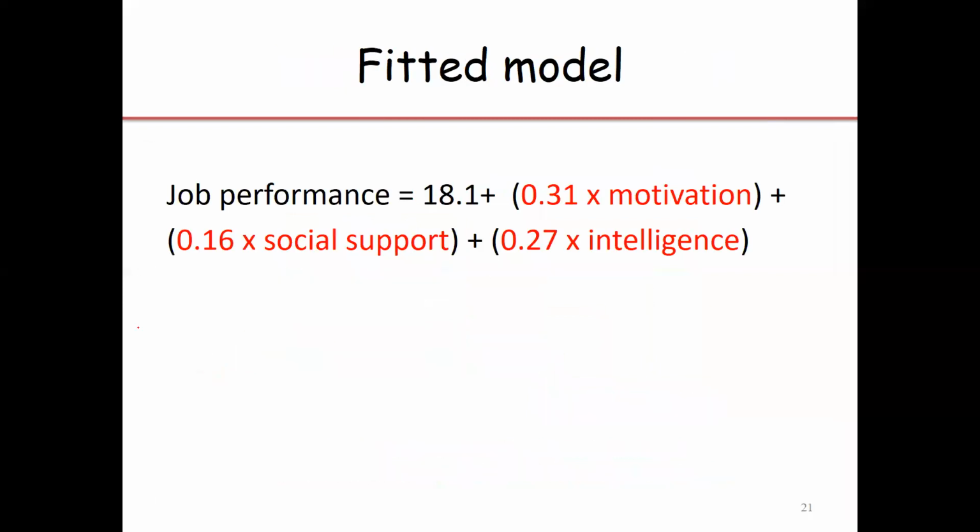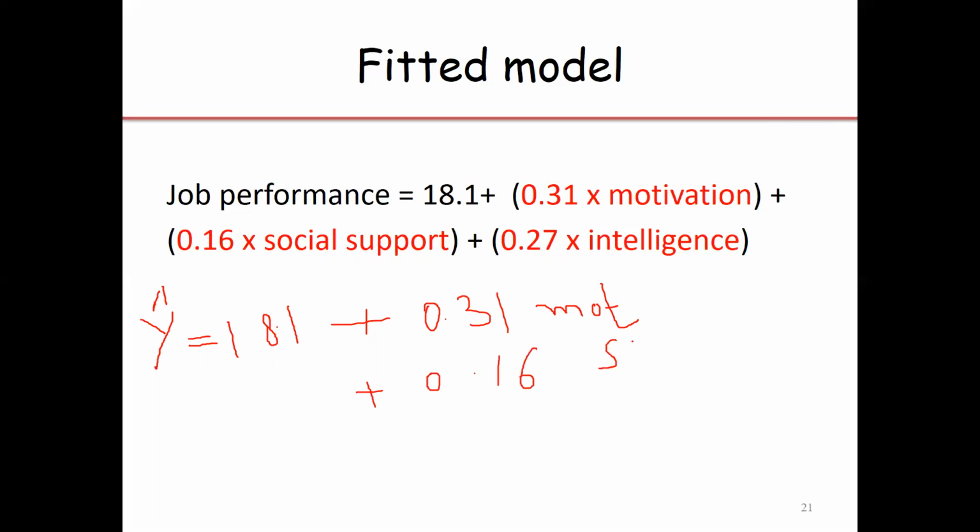The model can also be written as y cap is equal to 18.1, which is the value of beta naught, plus 0.31 times motivation (MOT), plus 0.16 times social support, plus 0.27 times intelligence. This is the model, and all the betas are significant, so we have to keep them.